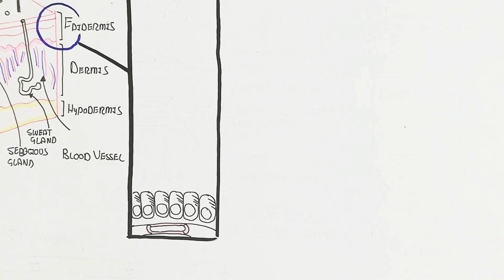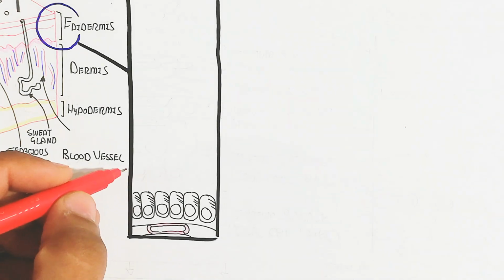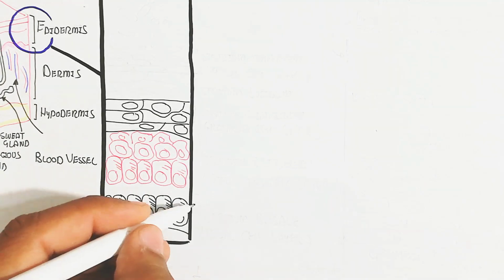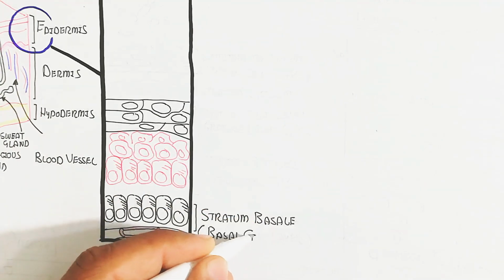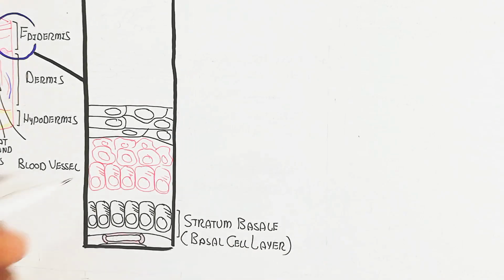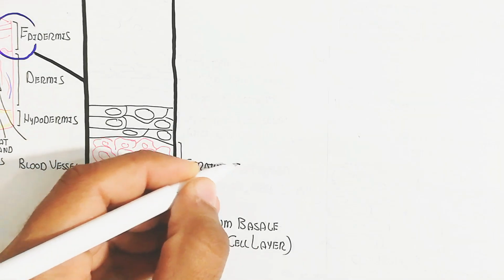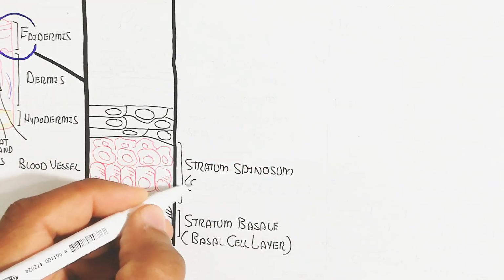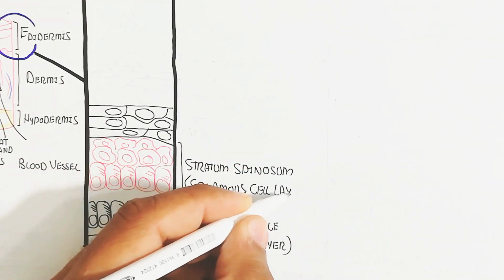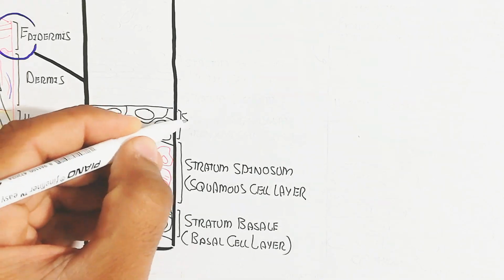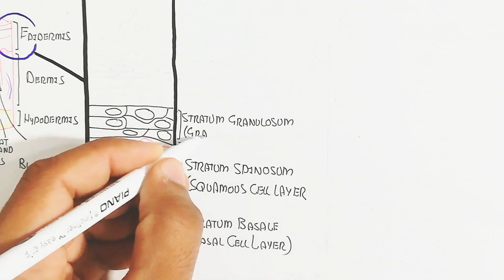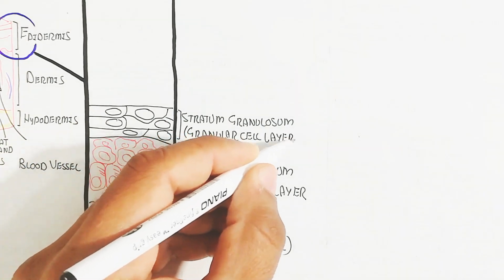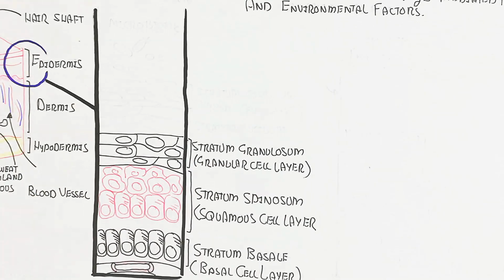This is the epidermis, the stratum basale. The stratum basale contains the basal cell layer. Below the stratum basale, the blood vessels are present. At the upper part of the stratum basale, the stratum spinosum is present. This stratum spinosum contains the squamous cell layer. Above the stratum spinosum is the stratum granulosum, the granular cell layer, and the stratum granulosum contains keratinocytes.